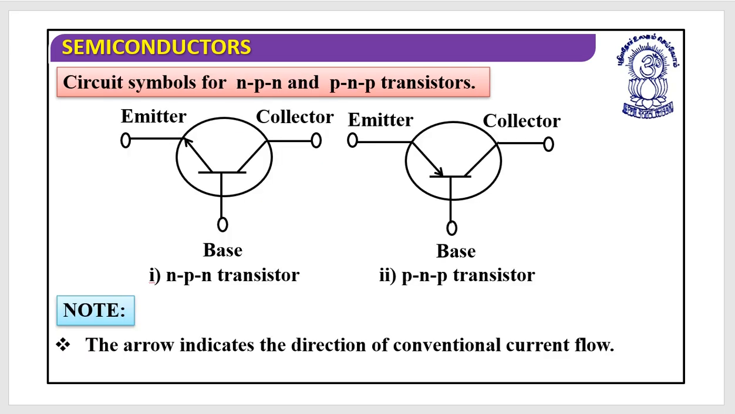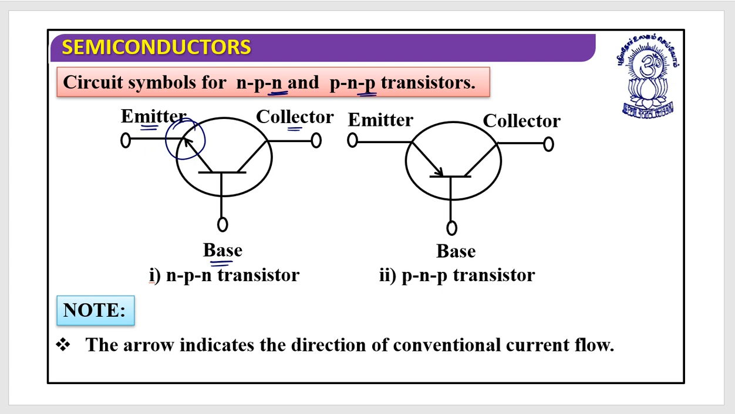And now let's look at the circuit symbols of NPN and PNP transistors. As you can see, it is a three terminal device: an emitter, base, and collector. There is one arrow on the emitter terminal, always. Based on the direction of the arrow, we define whether it is an NPN or a PNP transistor.